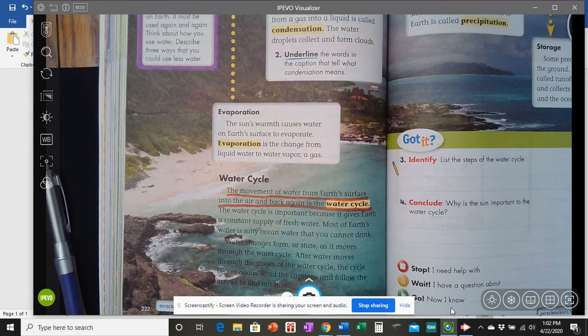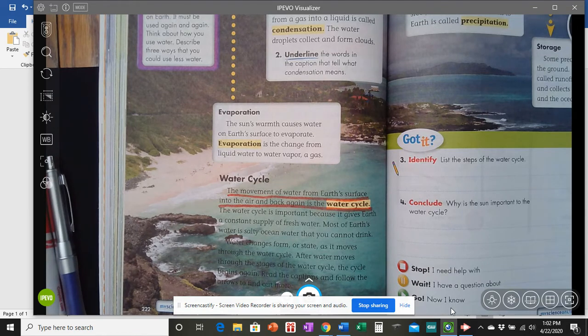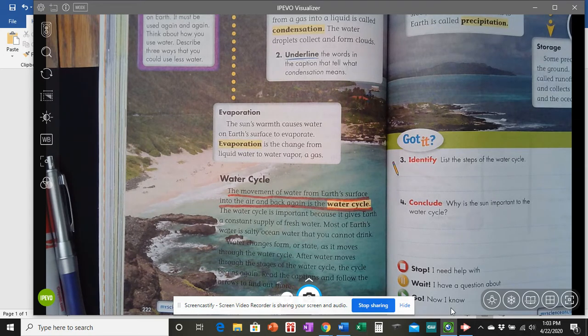The water cycle is important because it gives Earth a constant supply of fresh water. Most of Earth's water supply is salty ocean water that you cannot drink. Water changes form or state as it moves through the water cycle. After water moves through the stages, the water cycle begins again. Read the captions and follow the arrows to find out more.